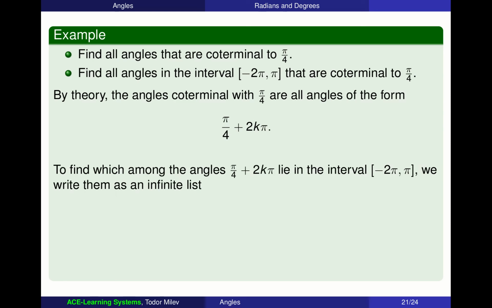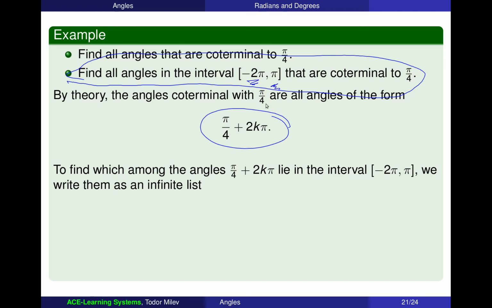Now, the real problem here is the second part of the problem. So here's what we're really being asked to do. Among all of these numbers, we're asked to find those that happen to be in the interval between negative 2 pi to pi. So how do we do that?